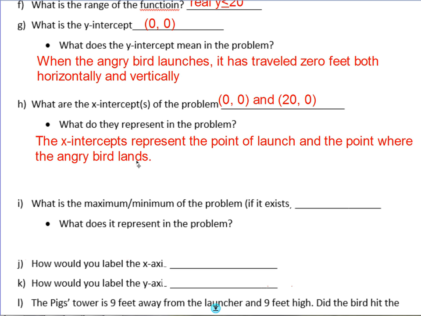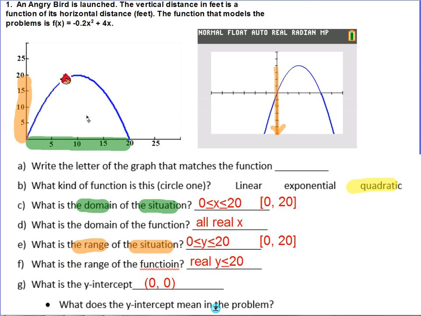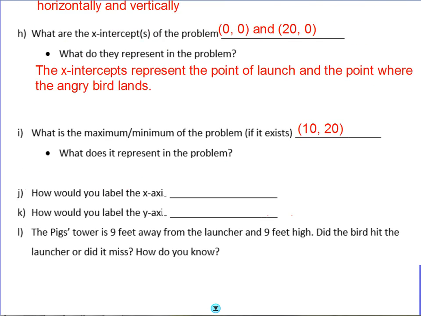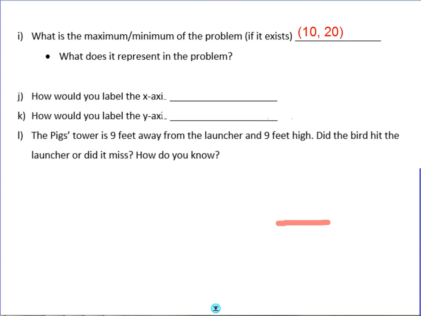All right. What is the maximum or minimum of the problem? It does exist. It is 10, 20. Okay, see that maximum right here, 10 and 20. And you can also see it in the list if you turn on the table.